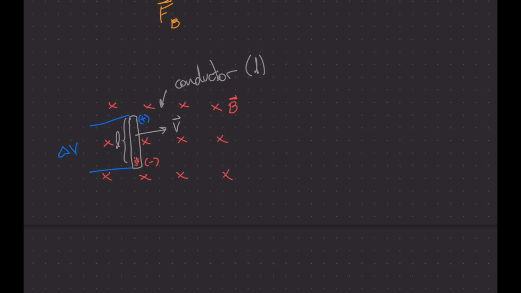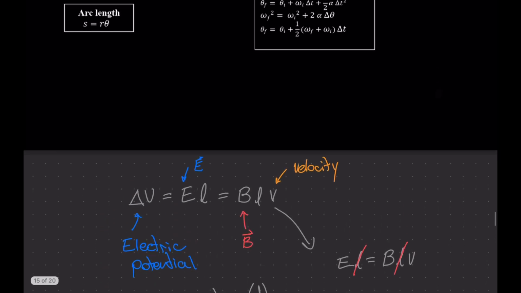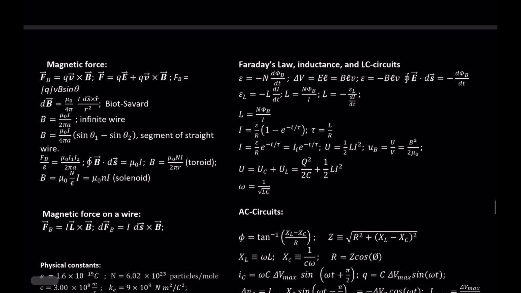If we attach both sides of these to some kind of load, like a light bulb, we can get it to glow. So this delta V is straight up what the equation is telling you. Delta V equals BLV. This equation here, the first one, the one that you see over here, right?